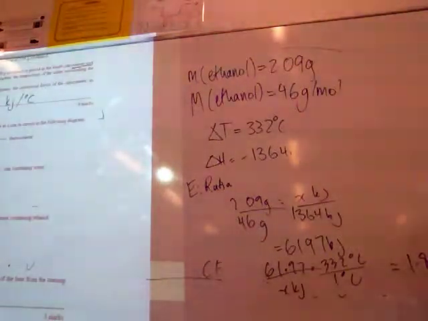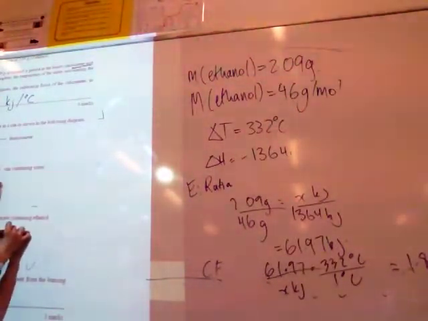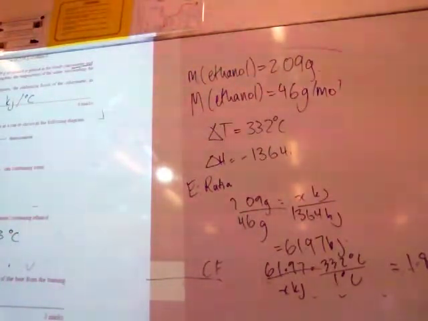Okay, how about B? Guys, B's really fun. Stay in store for B. Calculate the final temperature of the water. What's the initial temperature of the water? What does it say? 25.3 degrees Celsius. And how much water do we have? 200 grams. And the mass of ethanol? 2.09 grams. We have to calculate the final temperature of the water.